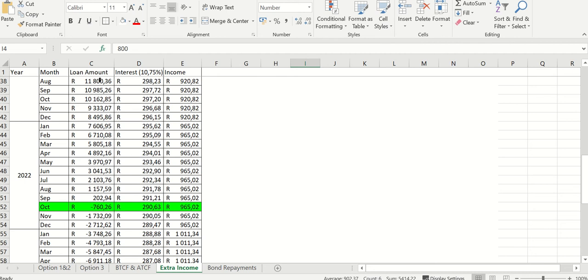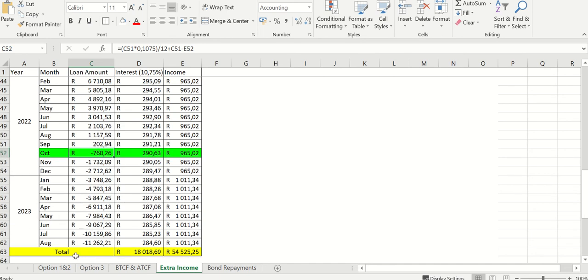Then this was just to double check, even for myself, if you went and put the money straight into the bond to pay it off quicker. You can actually pay off that 35,000 Rand by October 2022 and have an additional 11,000.